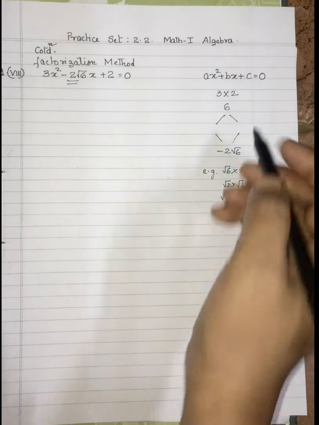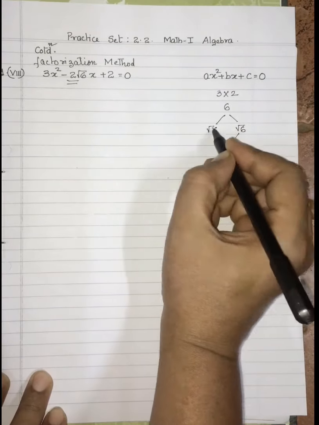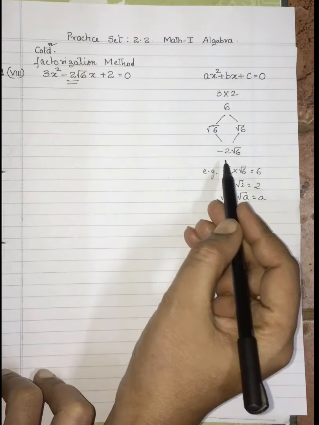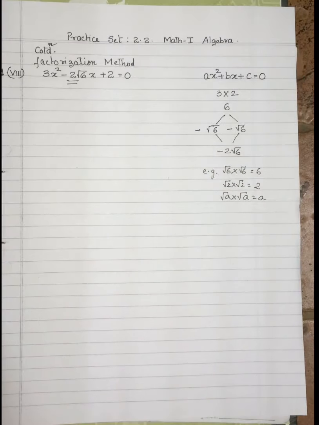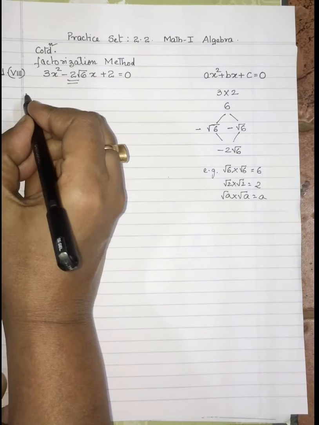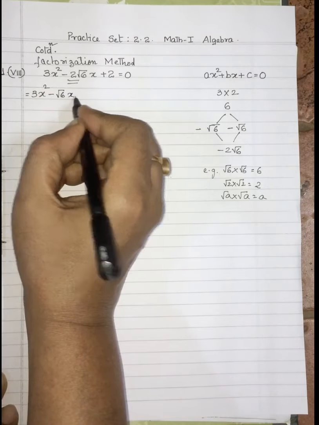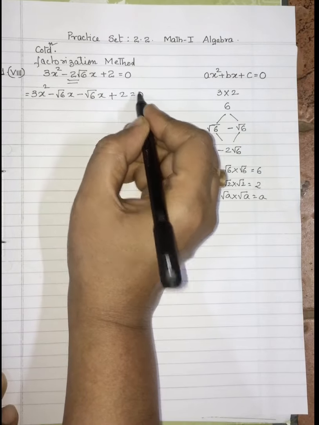So if we write 6 as √6 and √6, when √6 and √6 are multiplied, we get 6, and when √6 and √6 are added, we get 2√6. Because it is negative 2√6, let us take both negative √6. So negative √6 plus negative √6 gives negative 2√6 when added. So we can write it as 3x² − √6x − √6x + 2 = 0.